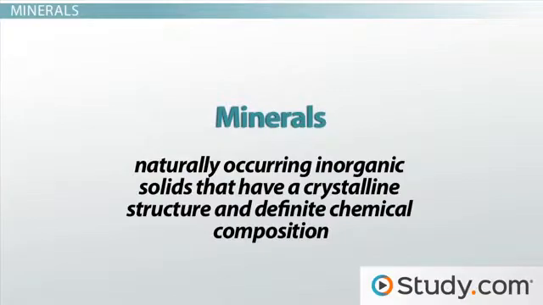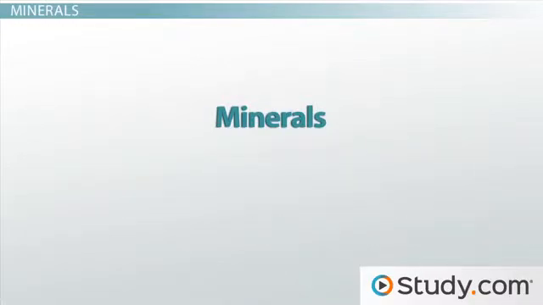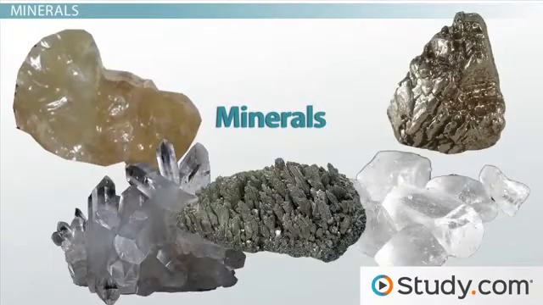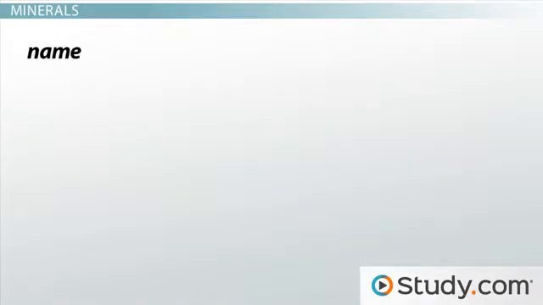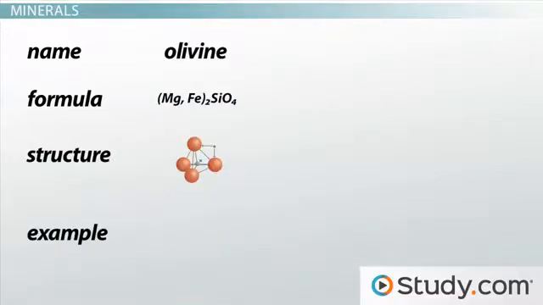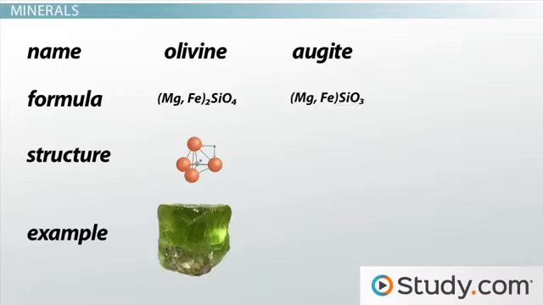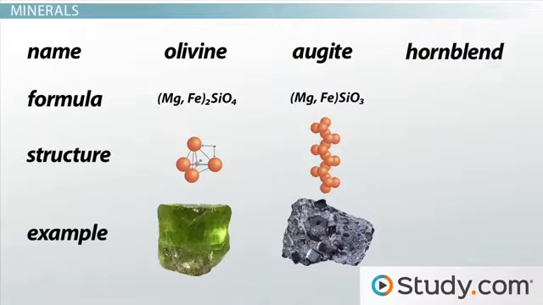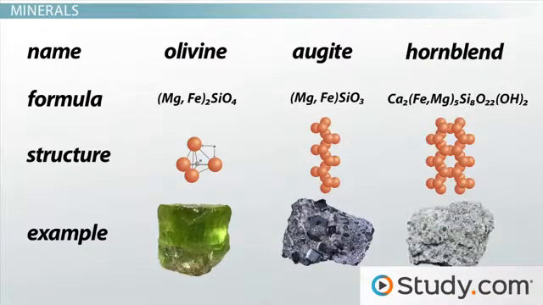Minerals are naturally occurring inorganic solids that have a crystalline structure and definite chemical composition. Minerals are referred to as naturally occurring because they are formed through natural geological processes. Minerals are non-living and have a crystalline structure, meaning the atoms that make up the mineral are arranged in an orderly, three-dimensional pattern that repeats itself. Minerals are said to have a definite composition because all minerals are made up of specific proportions of certain elements.